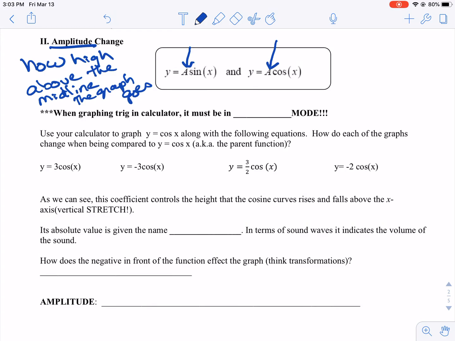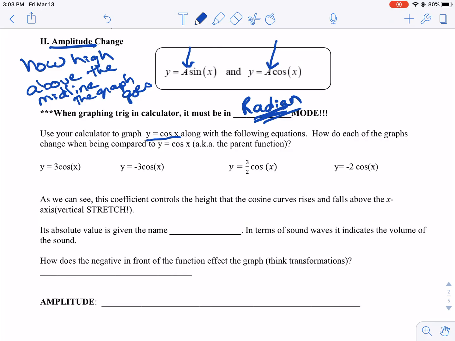Okay. Now again, when graphing a trig function in a calculator, you must be in radian mode. Make sure you go change the mode on your calculator right now, because I'm going to ask you to pause the video in a minute and use your graphing calculator. Graph y equals cosine x first, and hit graph and look at it. You're going to see a whole bunch of little v's fill up your screen.